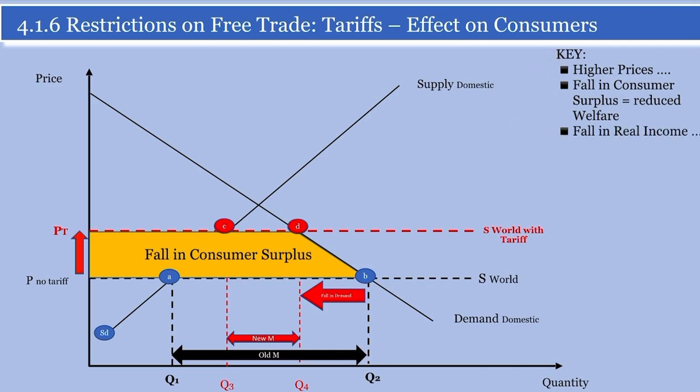Higher prices means there's a fall in their real income, therefore they can't actually afford as many other goods and services, a fall in their living standards. It might affect some socioeconomic groups more than others, so you can bring in a bit of a poverty point if you want. It's going to cause inflation as well in the marketplace.